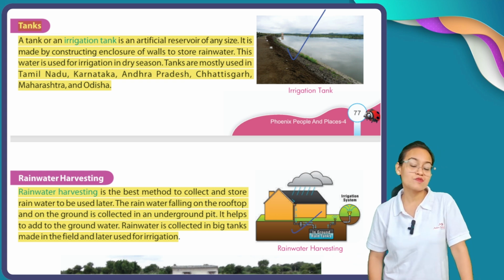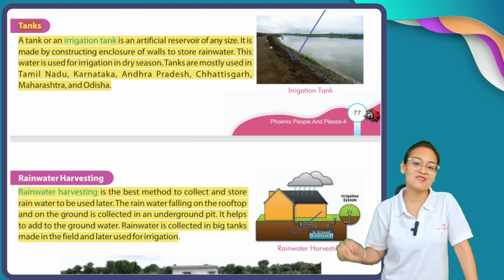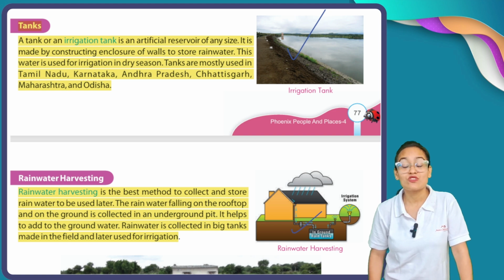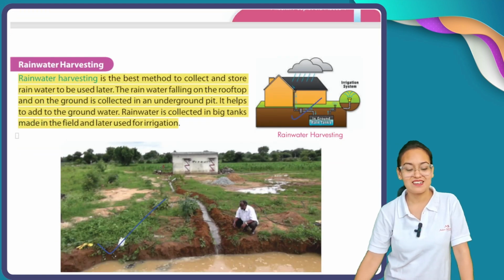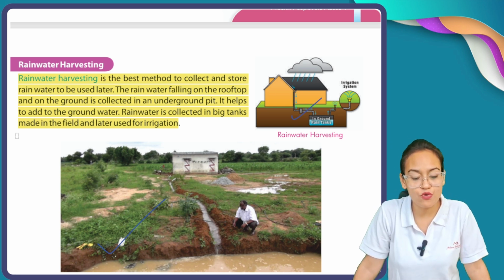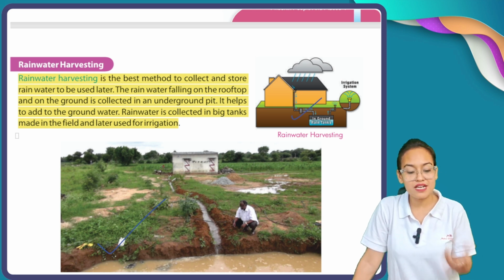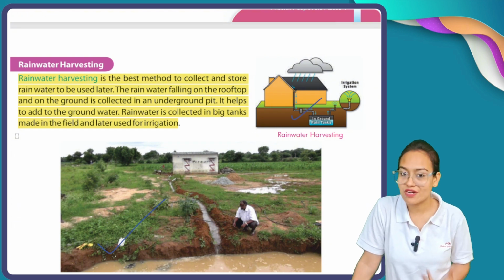Now here comes rainwater harvesting. What is the meaning of rainwater harvesting? In very simple terms, rainwater harvesting means, my dear students, to conserve our precious rainfall. Rainwater harvesting is the best method to collect and store rainwater to be used later. So it is the best method to collect our rainfall water.